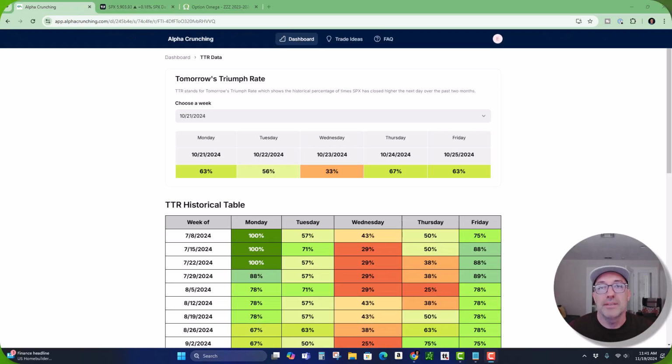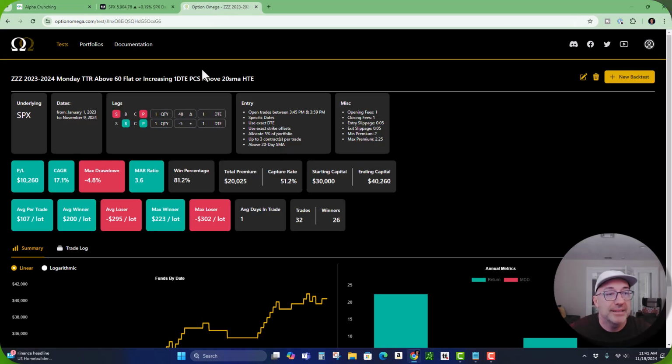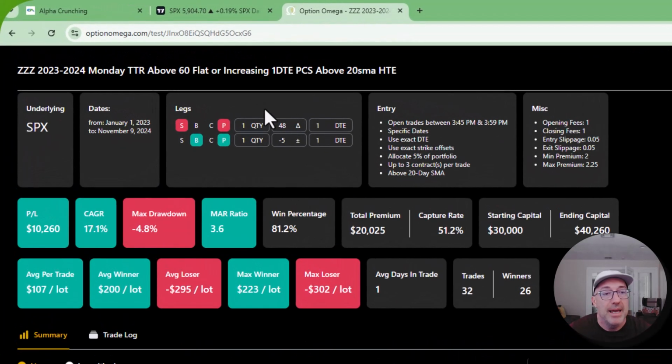So let's take a look at the performance of this particular strategy. Again, we're just focused on Monday right now, and we're going to be selling a put credit spread that expires on Tuesday, and we're going to see what that looks like. I'm going to hop into my backtest program, Option Omega, and we can see that over the past almost 2 years now, this strategy has an 81% win rate, trading 3 spreads at a time. This made just over $10,000.